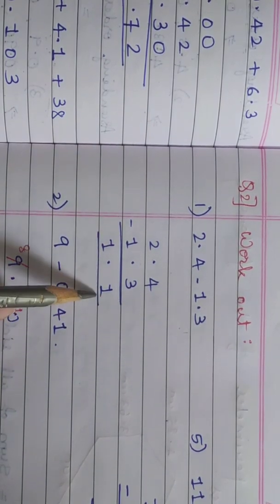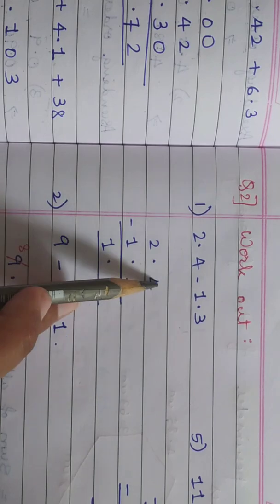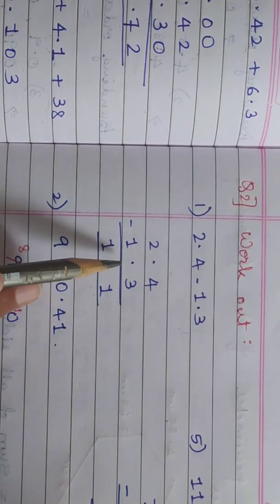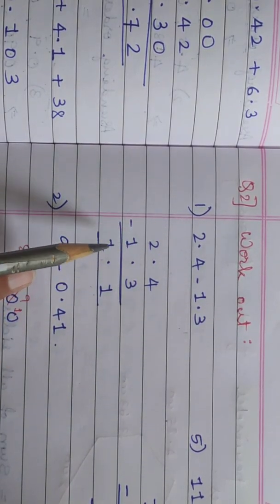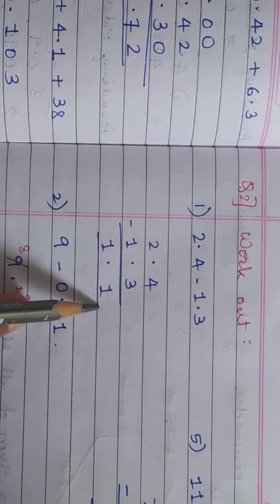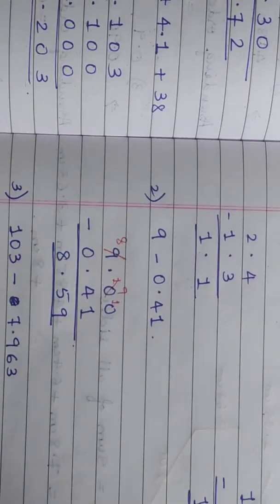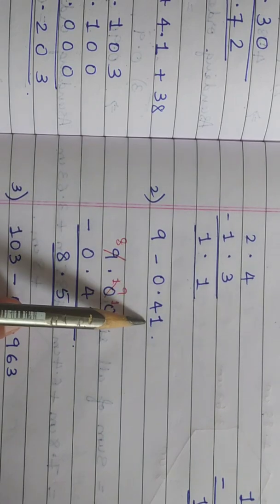Now we will start subtracting from the extreme right. 4 minus 3 is 1. Point below the point, 2 minus 1 is 1. So the answer is 1.1.